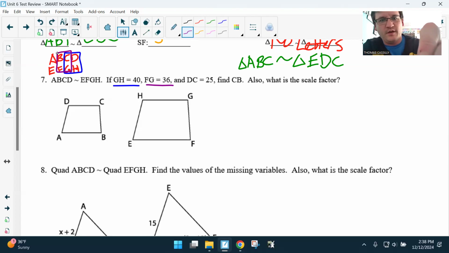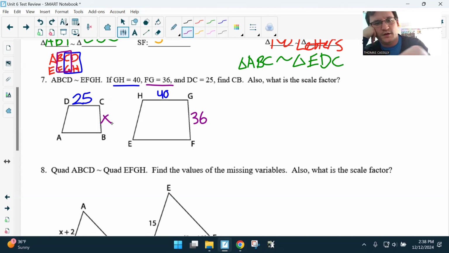Those are easy ways to match them. And then DC is the third side, so they give us that one. So we have everything we need here. I'm just going to fill it in. I got GH, I'm going to put 40 right here. FG is 36. DC, where's DC? This is 25. And they want us to find CB. So again, make your proportions. It doesn't really matter the order. You could say 25 over 40 equals x over 36. That would be correct.